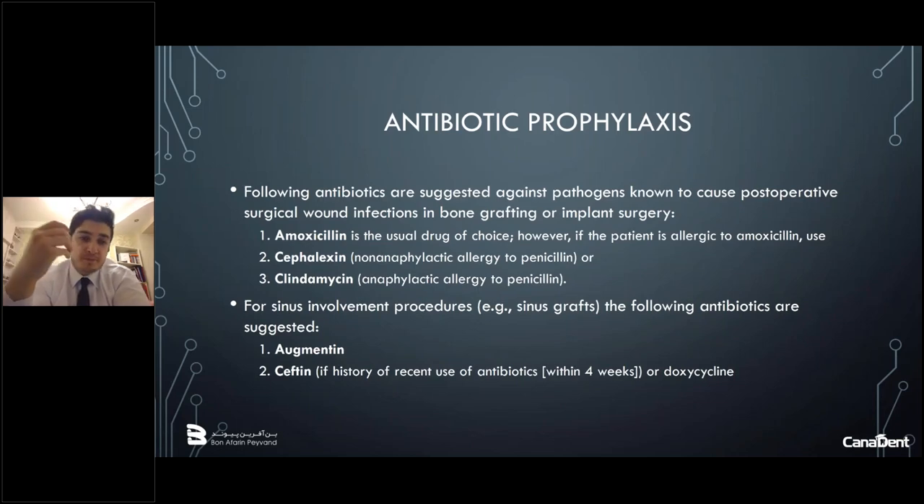The patient will swallow the pills and it will get us the prophylaxis we need. If the patient is allergic to amoxicillin, we can use cefalexin or clindamycin. If we are using some procedures which have the involvement of sinus, because the bacteria in the sinus are the same as the respiratory system, we must use some other antibiotics, which is Augmentin or Ceftin, or if you have in your country, it's called co-amoxiclav. We will use 4 tablets of co-amoxiclav before it.